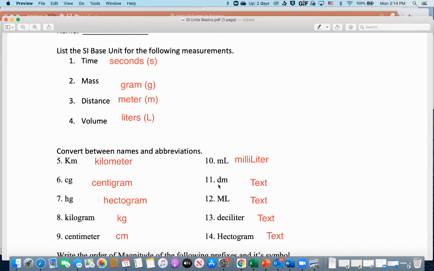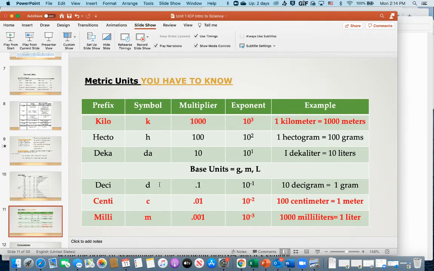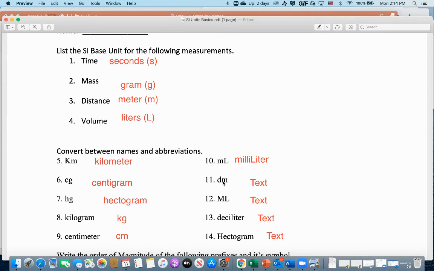All right, now we have DM. I do want to make sure when you look at this, this is just one D, not DA. So then I know it's going to be deci here. So deci, and then my next one is M, so decimeter.